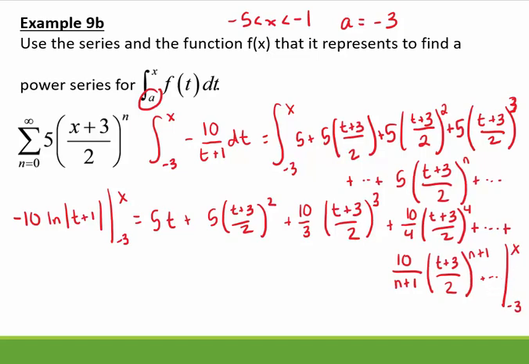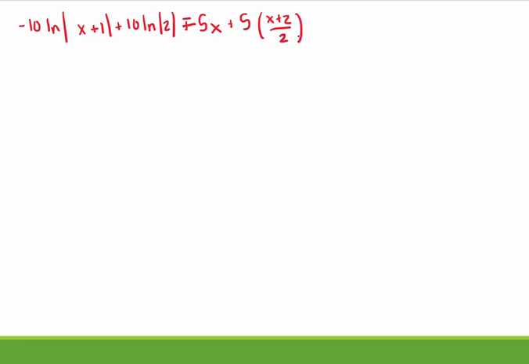So now what I'm going to do is on another slide. I have it all set up because I knew it would take me a while. So I'm evaluating that from x to negative 3. So I have negative 10 ln of x plus 1, I apologize, plus 10 ln of 2 plus 5x equals, I'm sorry, equals 5x plus 5x plus 2 over 2 squared plus 5 plus 10.